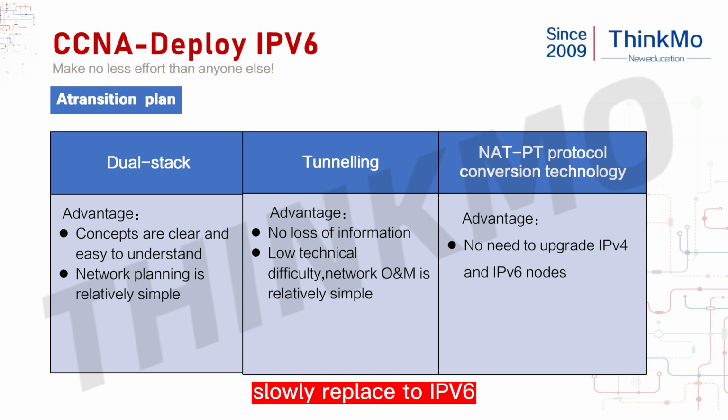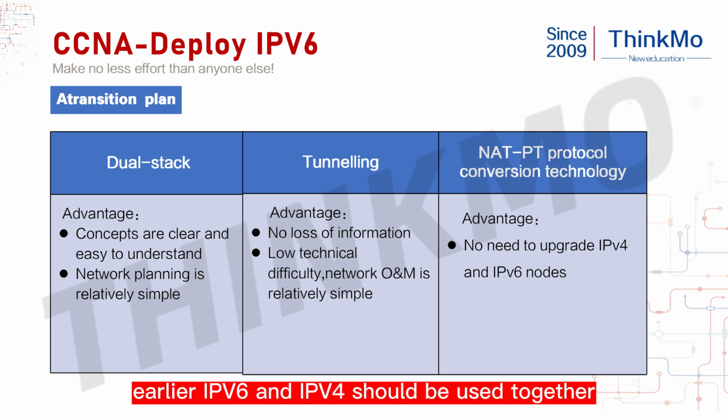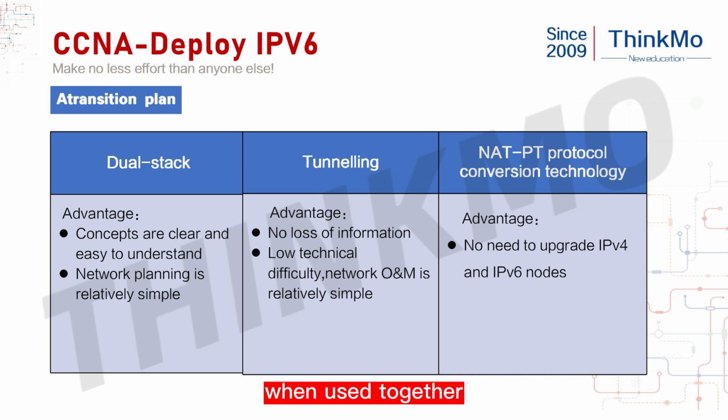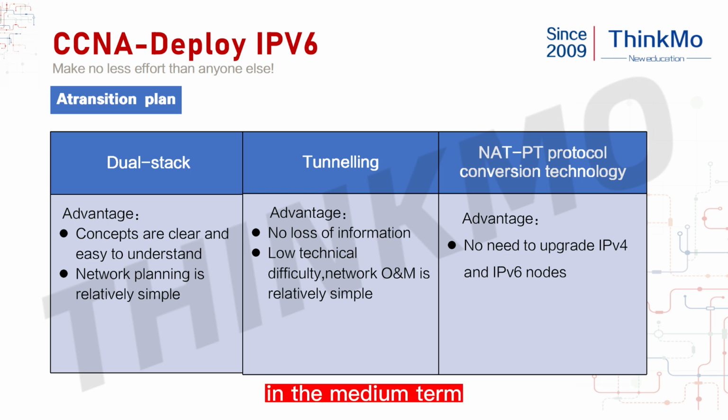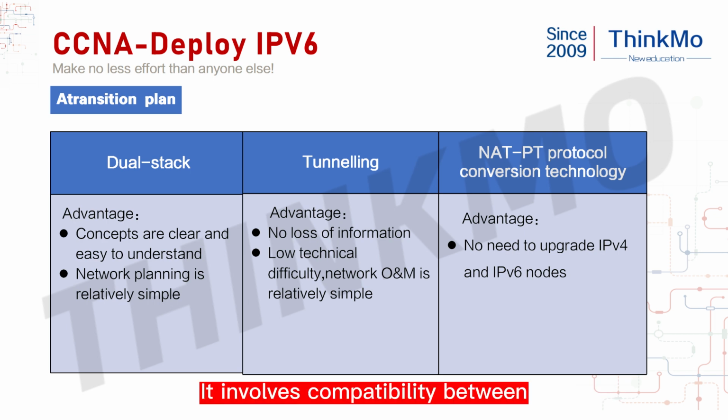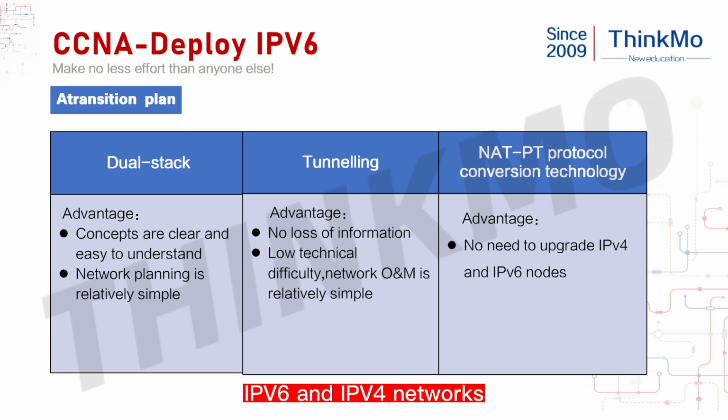Slowly replace it with IPv6. The process of transition can be roughly divided into early and medium stages. Earlier, IPv6 and IPv4 should be used together. When used together, there are some techniques involved, such as dual stack. In the medium term, it involves compatibility between IPv6 and IPv4 networks.